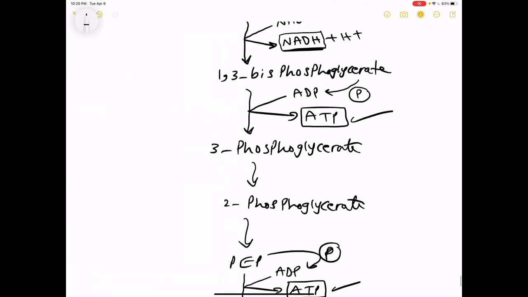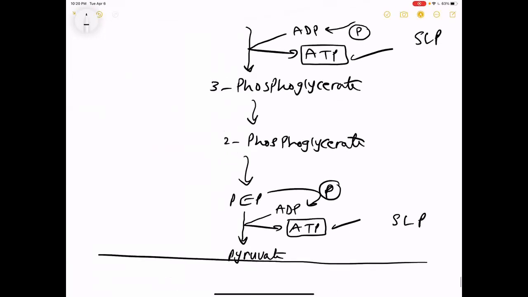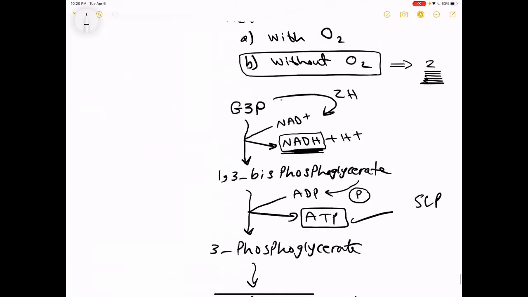1 and 1. That's substrate level phosphorylation. Can I cash NADH? No, not without oxygen. Remember, I said no oxygen, so I can't.